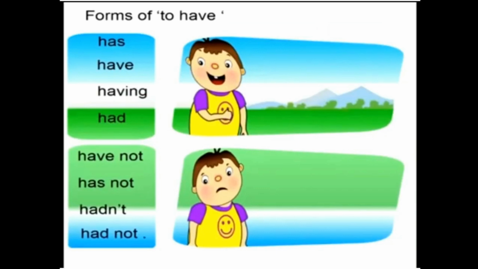Forms of have: have, has, have, had, or hasn't, haven't, hadn't. For example, has she posted any photos yet? Yes she has or no she hasn't. Has is the auxiliary verb. Posted is the main verb.